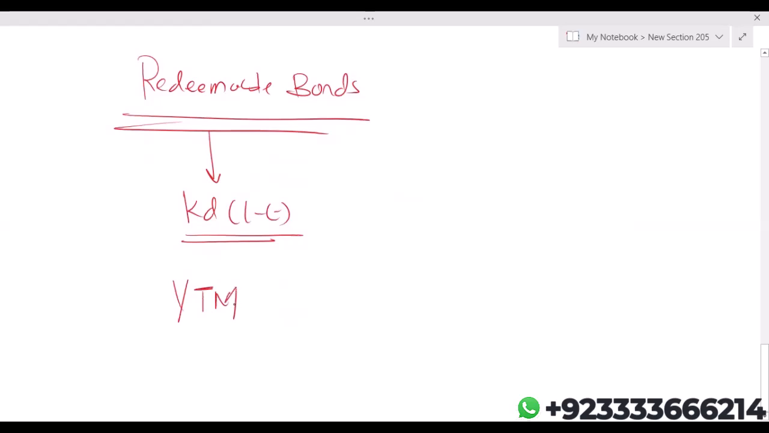Actually, when we are calculating KD1 minus T, we are saying it is the cost of debt after tax. It is a cost for the company, for the organization. Obviously, for the lenders, it is the return. So if KD is the cost for the organization, then the same thing is the return for the lenders. YTM is yield to maturity. In case of redeemable bonds, the first priority will always be YTM. How do we calculate YTM, yield to maturity?